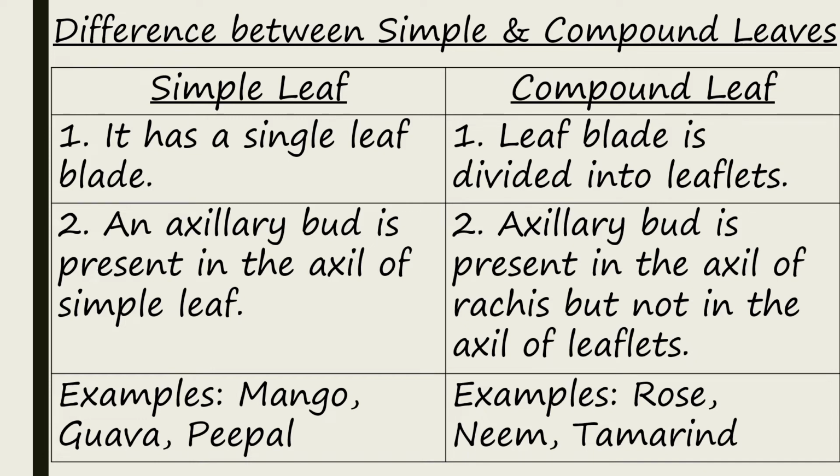Some examples of simple leaf are mango, guava and peepal. Some examples of compound leaf are rose, neem and tamarind.